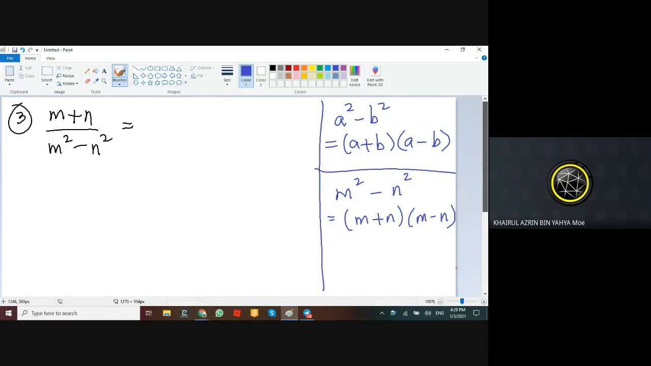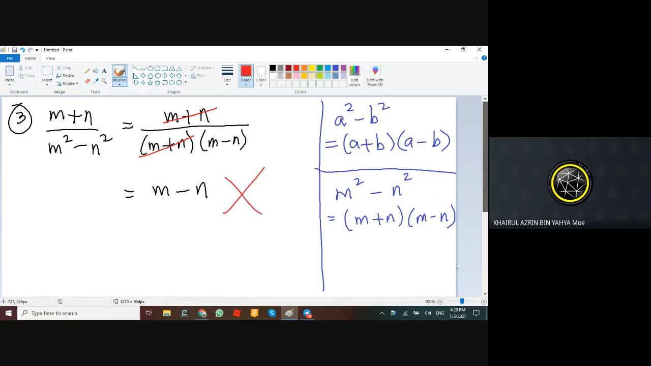Okay. So now the numerator m plus n, same, we cannot do anything. On the lower part, the denominator, m square minus n square, we can factorize to become m plus n, m minus n. Now, if you notice, we can cancel m plus n, m plus n. But what is the answer? If you write the answer is m minus n, this is wrong.